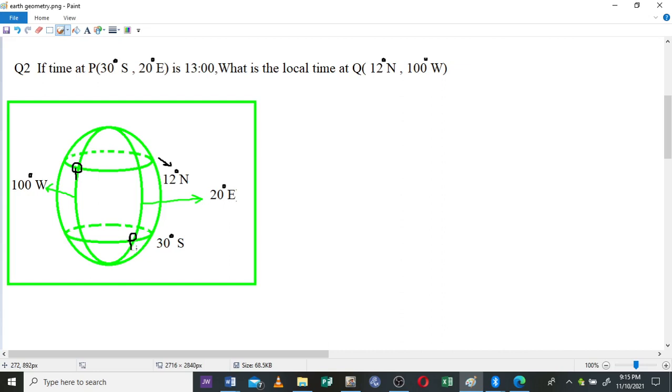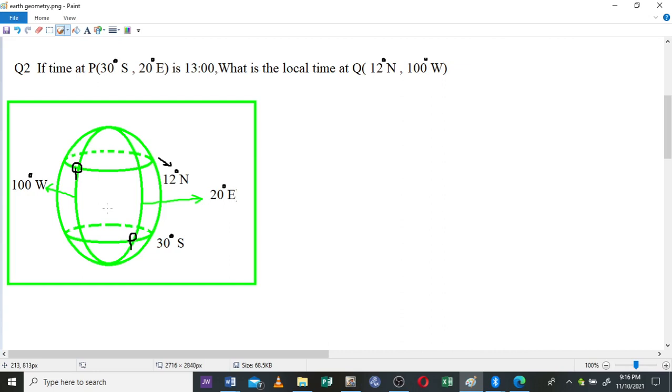So this is point P lying on 30 degrees south, that is latitude, and longitude 20 degrees east. The time is 13 hours at this point, that's point P. Then we have point Q, which is lying on the latitude 12 degrees north and 100 degrees west as its longitude. So I want to calculate time.